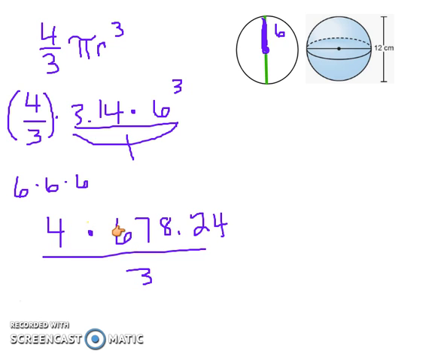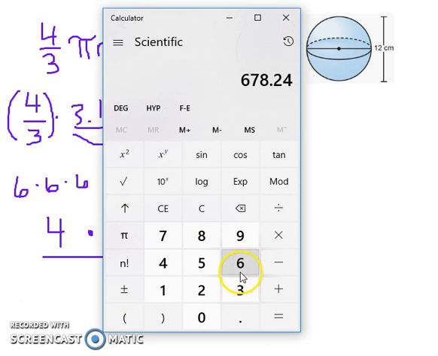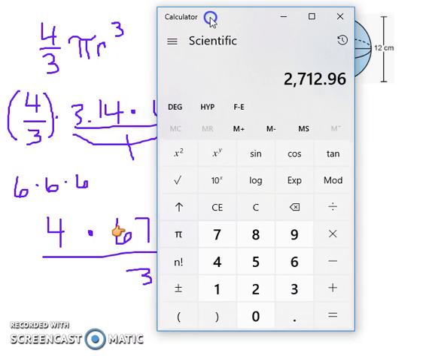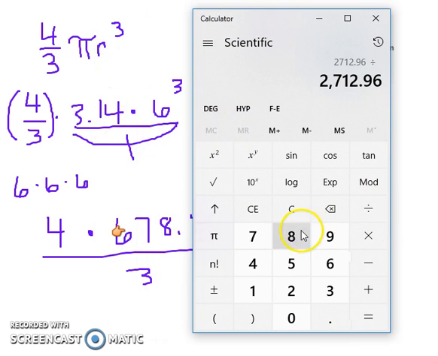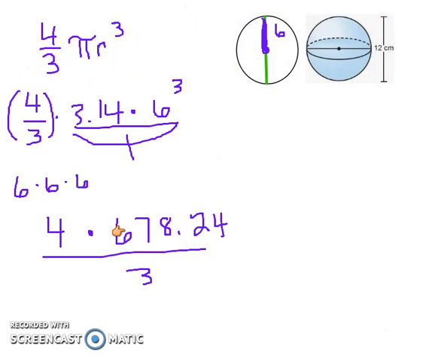So 678.24 times 4. And then I am going to divide by 3. 904.32. So the answer to this is the volume of that sphere is 904.32 centimeters cubed.